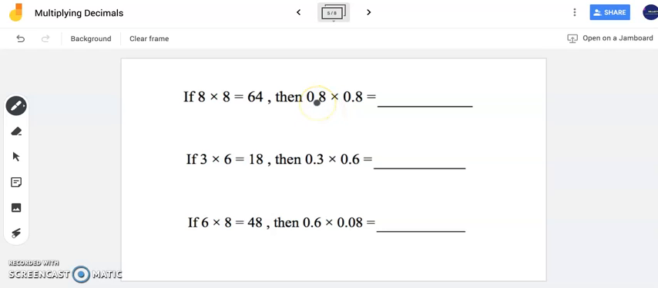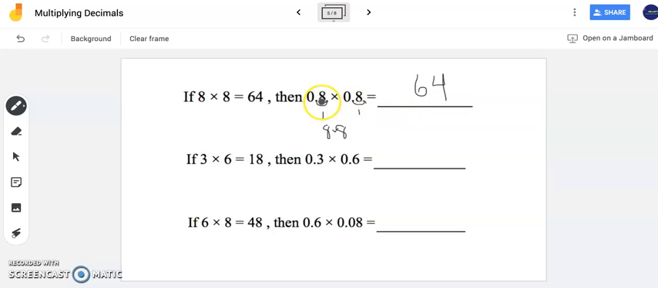So what you can do when you're multiplying decimals is first eliminate the decimals in the problem. If I multiply this by 10, I'm moving my decimal point over one place to the right. If I multiply this number by 10 as well, I'm moving the decimal point over one place to the right here. So now by eliminating the decimals, I'm back with 8 times 8, which was given to us already, which is 64.